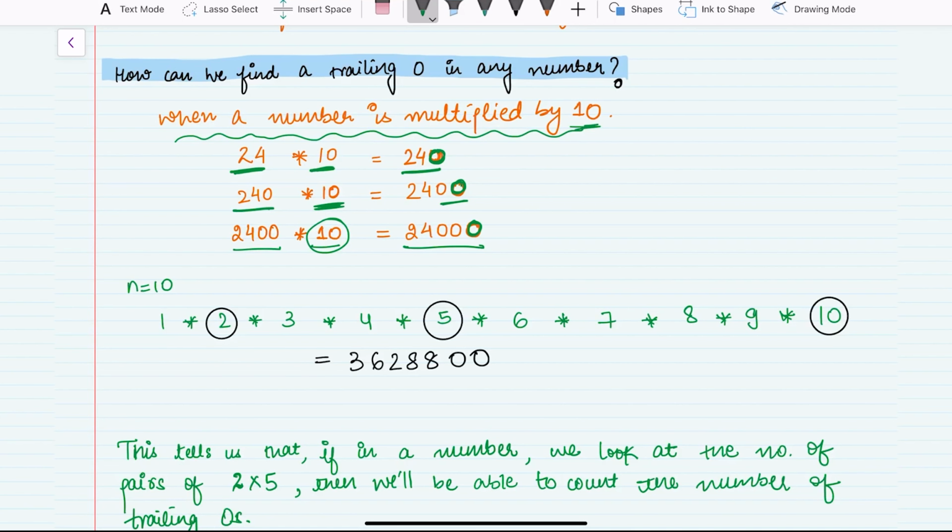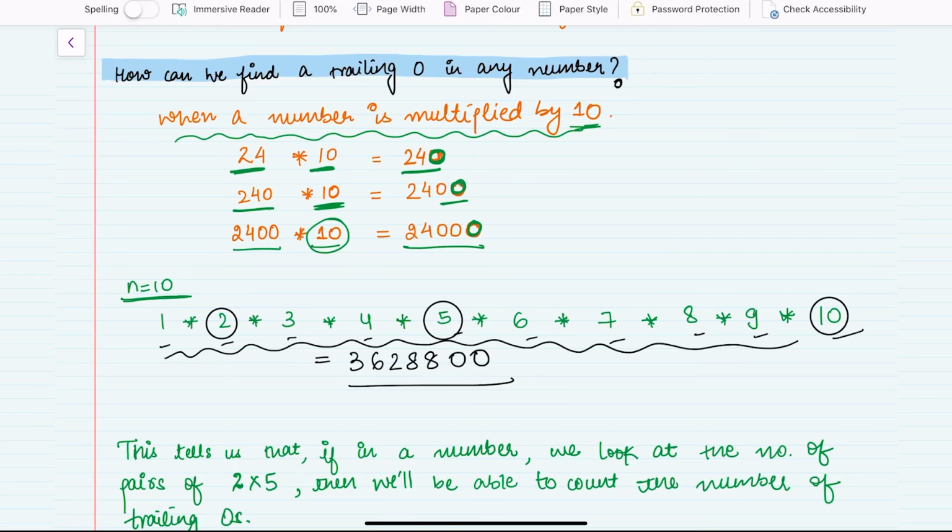For example, if n is equal to 10, then this is the factorial of 10: 1 into 2 into 3 into 4 into 5 into 6 into 7 into 8 into 9 into 10. We can see that there are two trailing zeros. That means there must be two tens contributing to the two zeros.